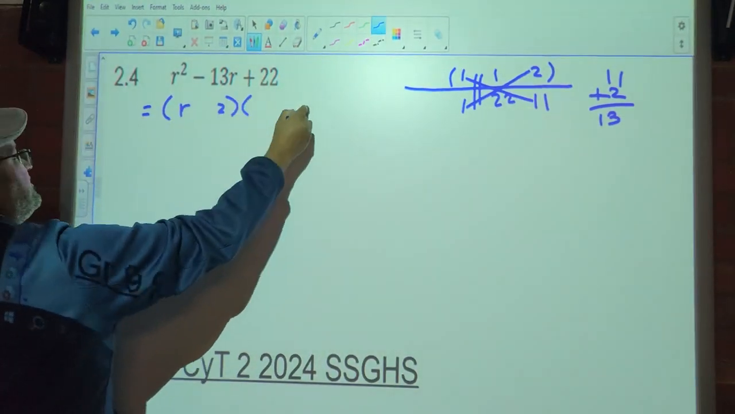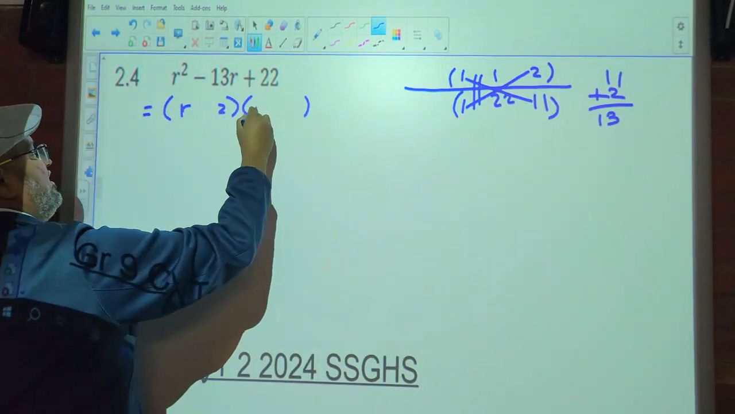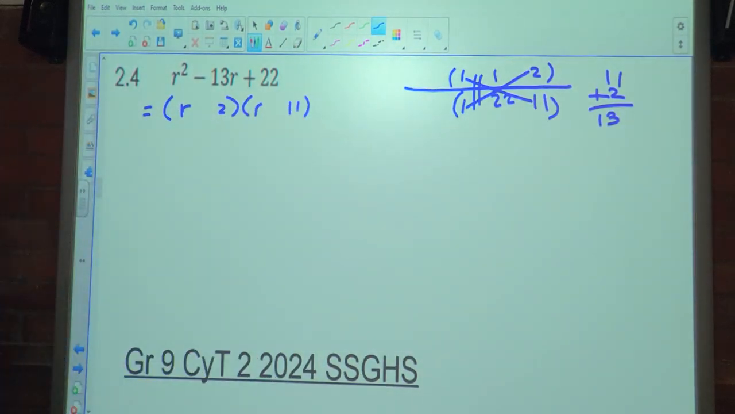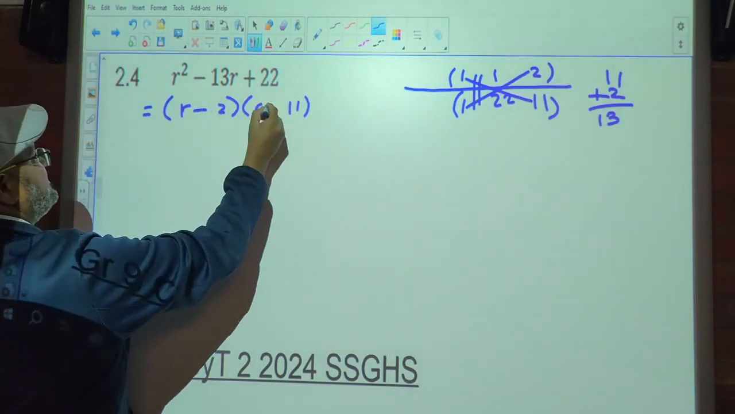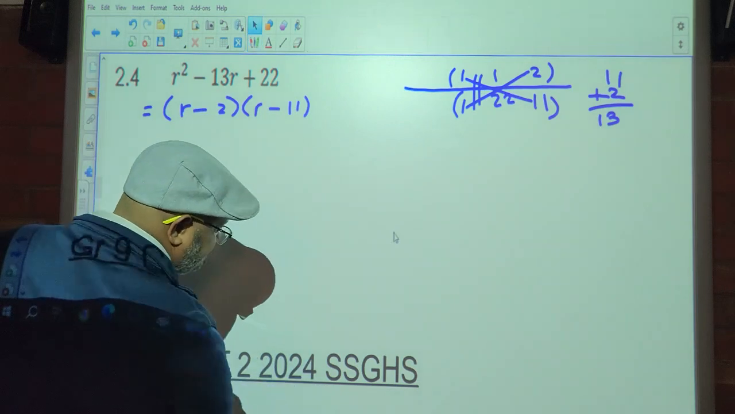and that of course r, and the 1 and the 11, so it's r and 11. What about our signs? Same sign. Both must be minus, the sign of the middle term.